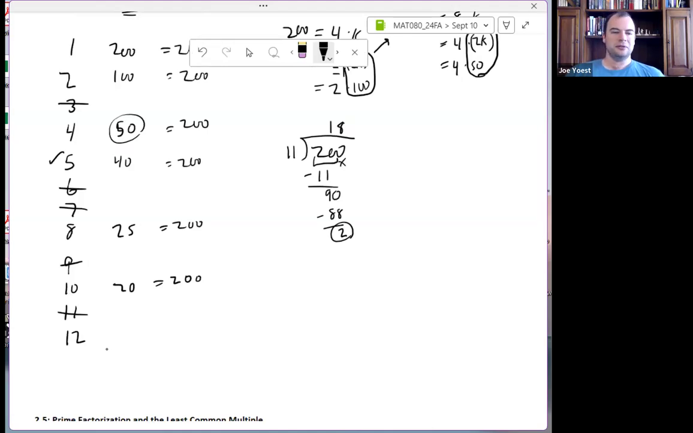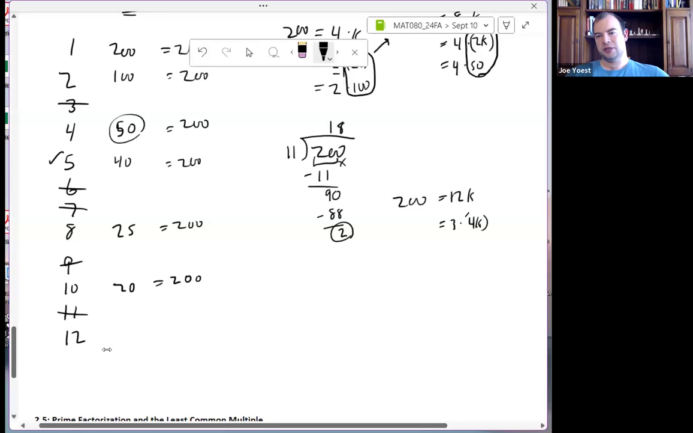What about 12? Well, 12 is 4 times 3. So if 200 was divisible by 12, it would have to be divisible by 3 as well, right? If 200 was 12 times k, it would have to be 3 times 4k. It would have to be divisible by 3 as well. But it's not divisible by 3. Therefore, it's not divisible by 12.